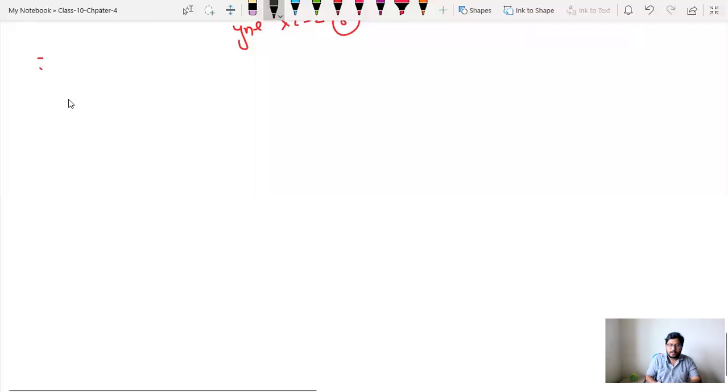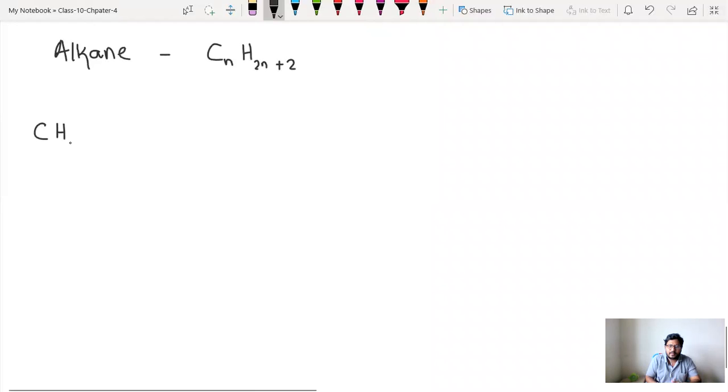So first, let us take alkane. Alkane general formula we know: CnH2n plus 2. Now, if you substitute 1, 2, 3, 4, 5, 6, it will become C1. No need to represent 1, you can leave it. 2 into 1, 2, 2 plus 2, 4. CH4. You can represent it as C1H4 or CH4, no problem.